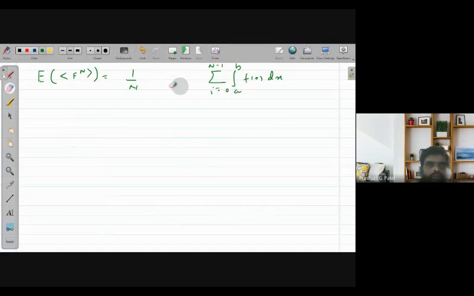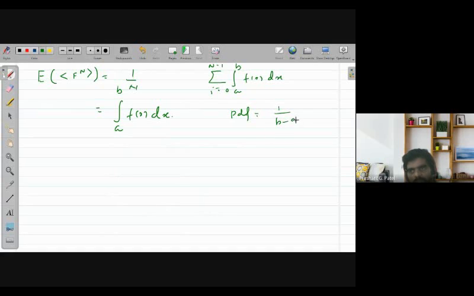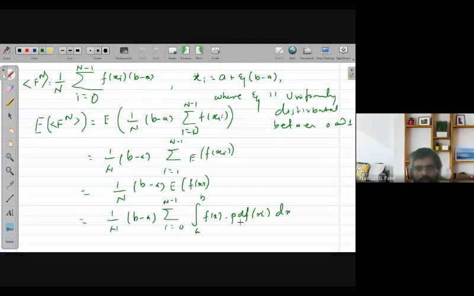And this summation is coming n times. So this n is also coming cancel out. And so we'll have this integration from a to b f(x) dx left. So PDF is equal to here 1 upon b minus a. That we need to remember. For here we have PDF of x is 1 upon b minus a.